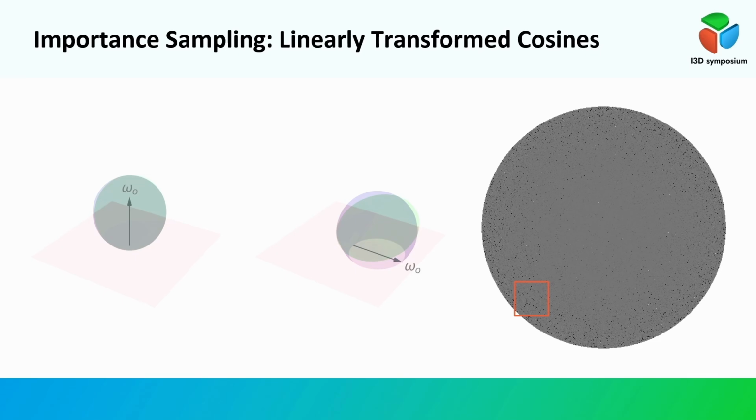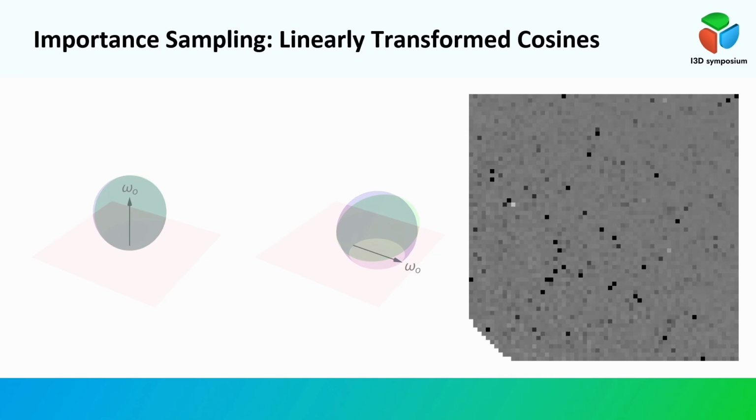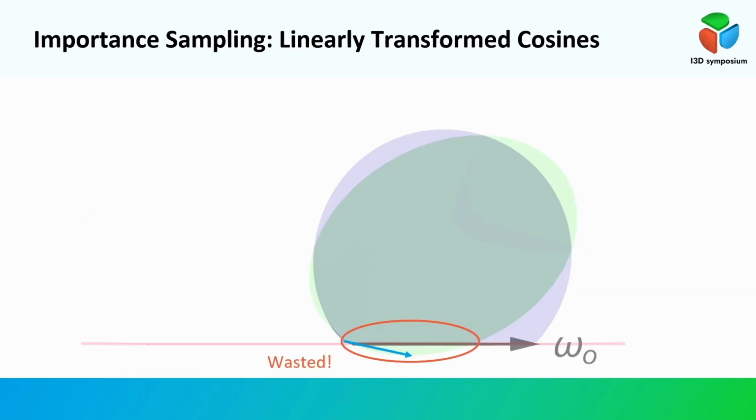But there's one problem here. If we zoom into this region of the sphere, we can see there are these black pixels. I'm highlighting them here in orange just in case you can't see. They're not just dark samples, they're completely wasted. They have 0 contribution. So why is that?